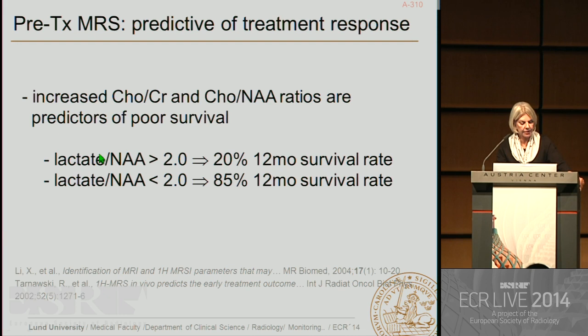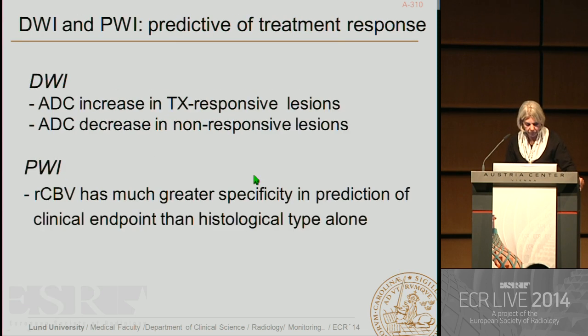So if you have lactate to NAA that is more than 2, then there's 20% survival for 12 months. But if you have a lactate to NAA that is less than 2, the overall survival rate is longer.